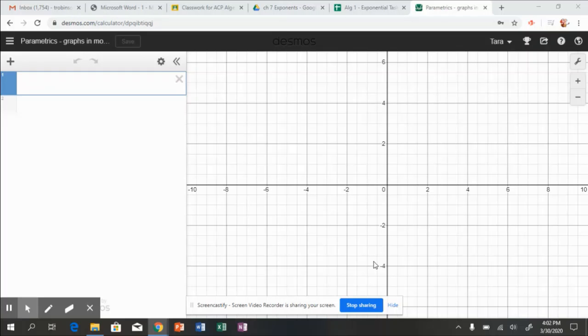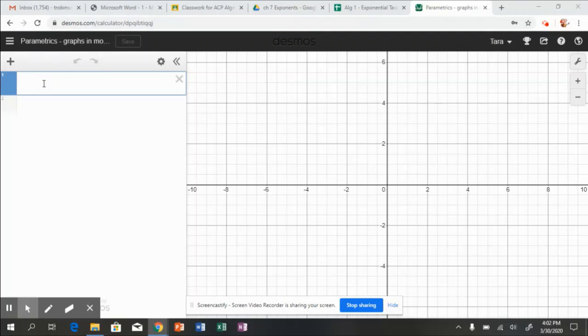Okay, here it is. This is the Desmos demonstration of parametrics in motion. You are going to be looking at one of these types of screens for one of the things you're doing in your activity tomorrow, or actually today. So I'm going to show you how this works.